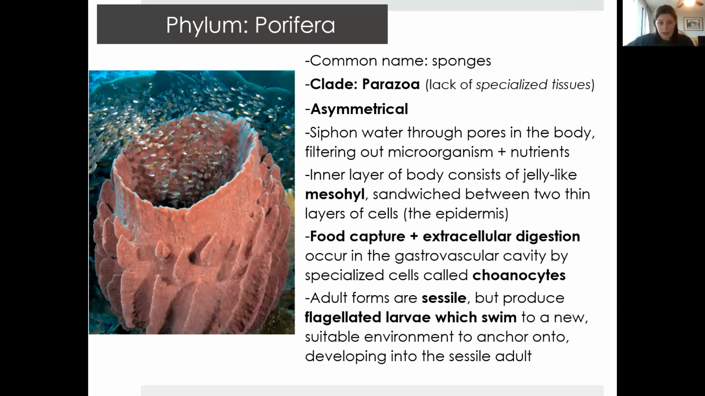And they again have food capture through those pores and create kind of like a current with the water, and that's how they obtain their food and are able to maintain the nutrients they need to survive. So the adult forms can't move, or they're sessile, but they do produce flagellated larvae, which can swim and find a new place to hang out and grow and reproduce.